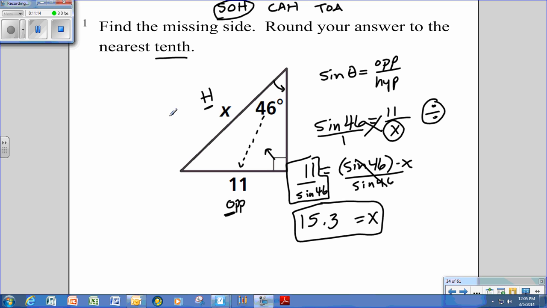That concludes this lesson on finding missing sides of a right triangle using sine, cosine, and tangent.